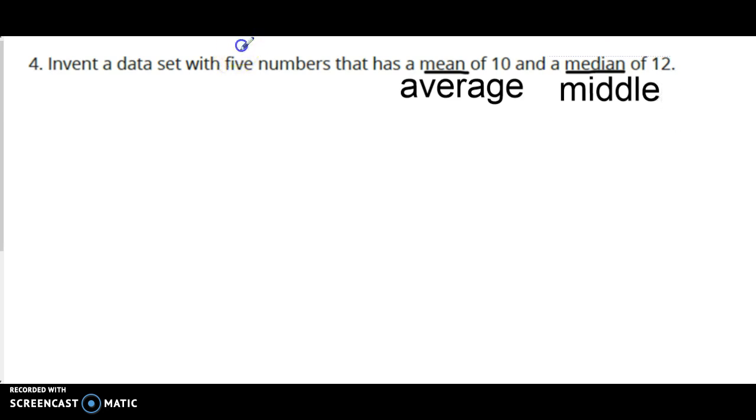So here's what I know. I know that my data set has to have 5 numbers. I know that the middle number needs to be 12. So let's go ahead and write 12. And then I know that I need 2 numbers below 12 and 2 numbers above 12. And I know that the average of these numbers needs to be 10. Right now, I want you to go ahead and pause and see if you can fill these blanks in such a way where we can add these numbers together and divide by 5, and the average is 10. Pause and go ahead and begin.